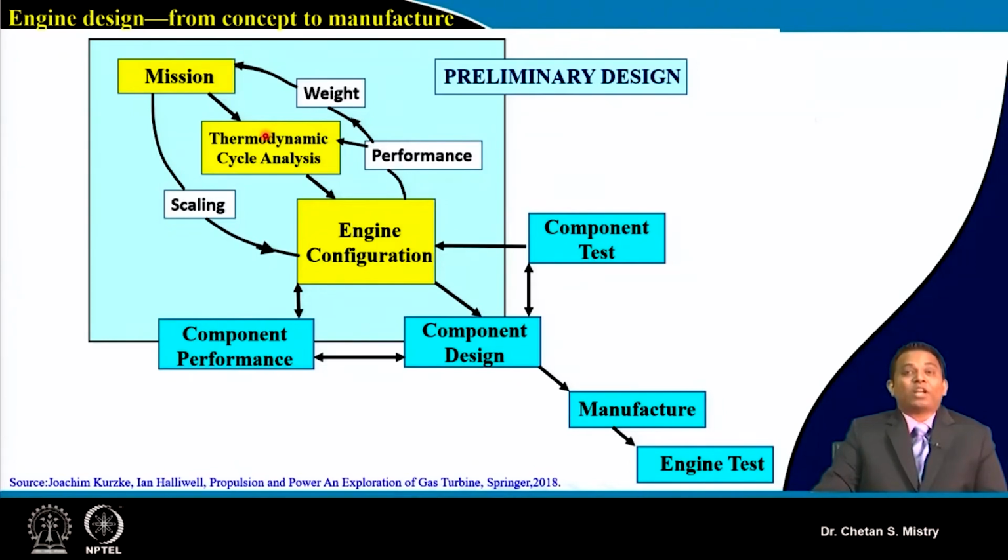Now, when I say thermodynamic cycle analysis, that's where the strategy will come in, in the sense of selection of engine. Whether we will be going with a turbojet engine, or, say, a turbofan engine. And if you recall, we have a number of options available with us. Even for, say, turbofan, there is a big classification available.